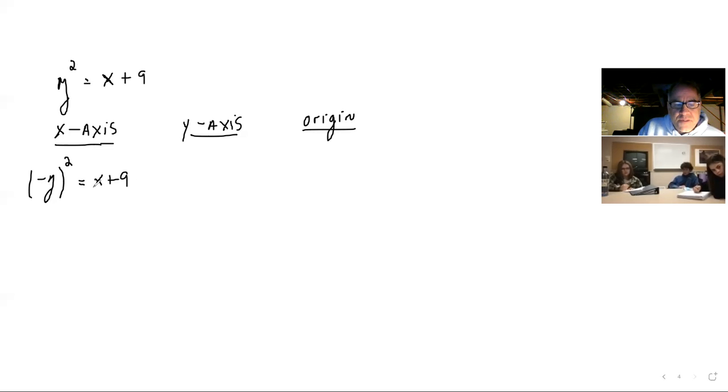Now, if I have symmetry, I'm going to be able to, using correct rules of algebra, manipulate this and get it back to the original equation. So this one's fairly simple. I can square out that negative. I now have y squared equals x plus 9, which is what I originally started with, which means, yes, I have symmetry about the x-axis.